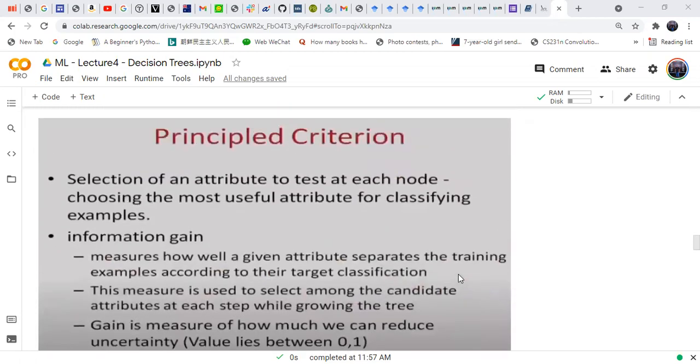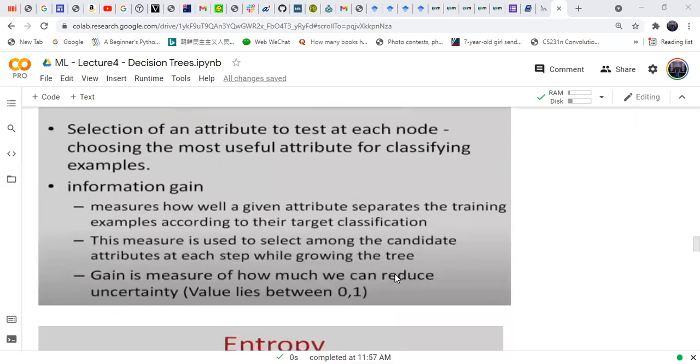So the principal criterion is selection of an attribute to test at each node, choosing the most useful attribute for classifying an example. Then it comes to information gain. Information gain measures how well a given attribute separates the training examples according to the target classification. This measure is used to select among the candidate attributes at each step while growing the tree. Gain is a measure of how much we can reduce uncertainty.